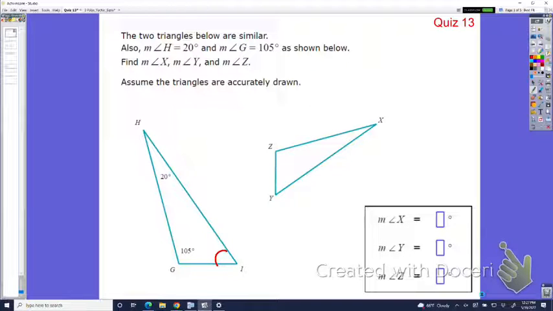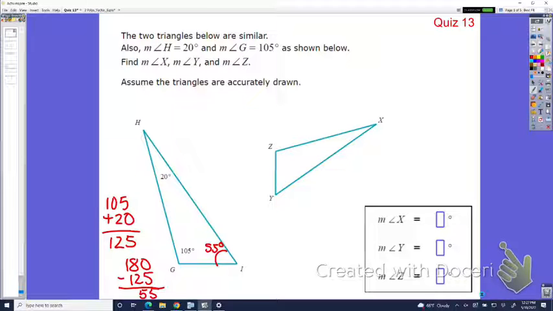smaller triangle. So to find the third angle at I, you would have to add up 105 plus 20, which gives you 125. 3 angles in a triangle have to add up to 180, so we're going to take 180 minus 125, and we end up with 55. So this angle at I is 55 degrees.